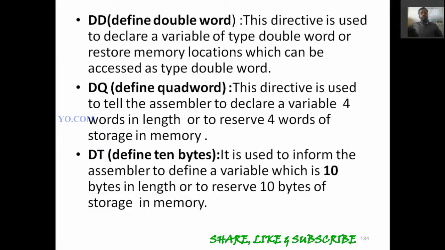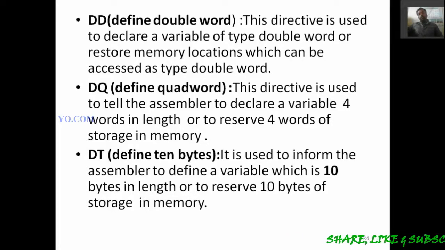DT, define 10 bytes. It is used to inform the assembler to define a variable which is 10 bytes in length, or reserve 10 bytes of storage in memory. So these, define word, define byte, define double word, define quad word, define 10 bytes, are mainly used to inform the assembler to define a variable or reserve some bytes of storage in memory.